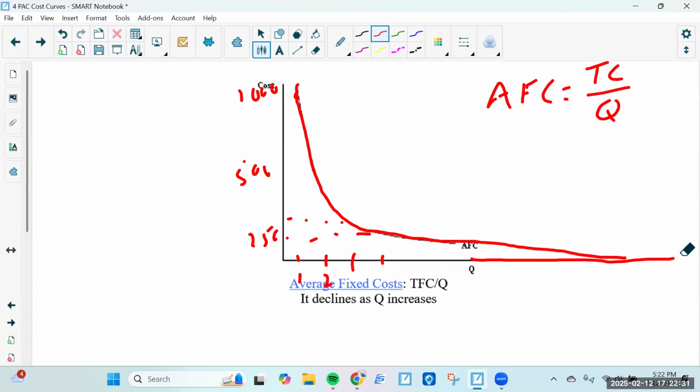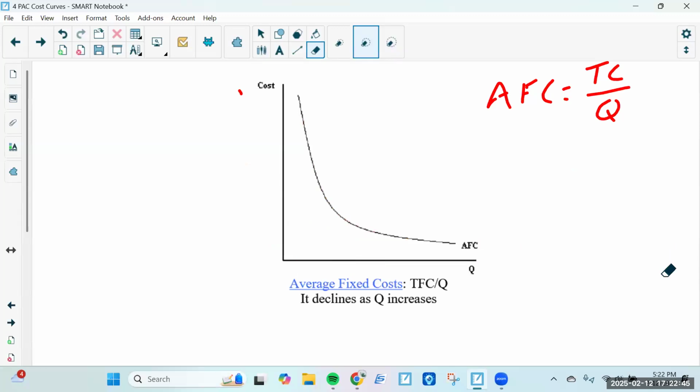You sell a googol units, because googol is a number, and you still have a positive number. It's going to be really, really close to the axis, and we can't draw it that close. So in this class, if you ever had to draw this, which you probably won't, you draw it like this: start it high, bow it down, bring it closer to the axis, and label it AFC for average fixed cost. How do we calculate average fixed cost? We take total fixed cost divided by quantity.